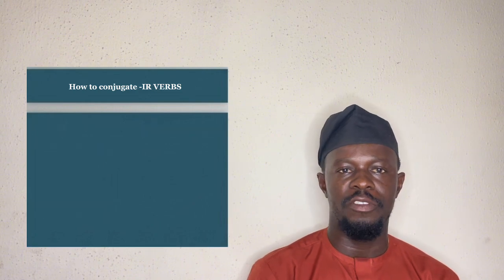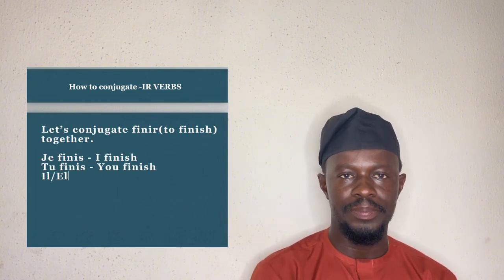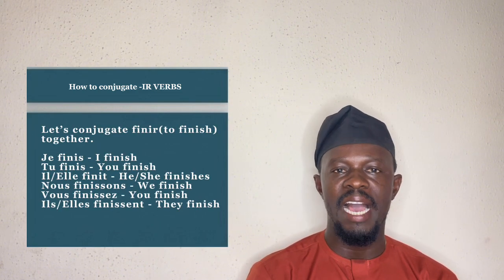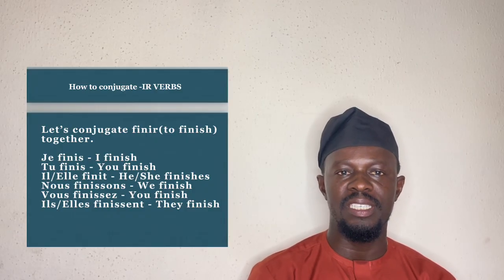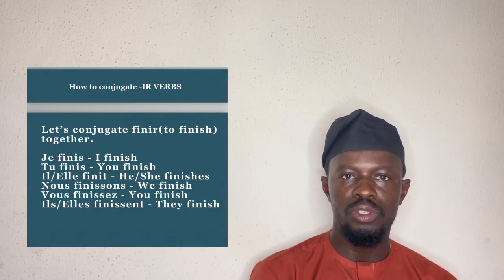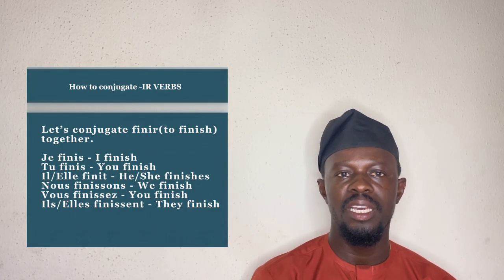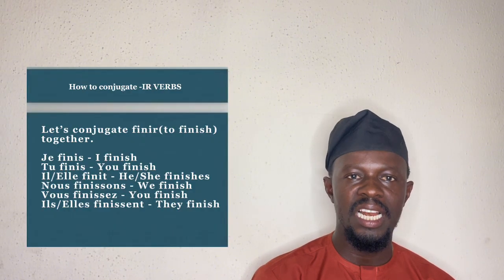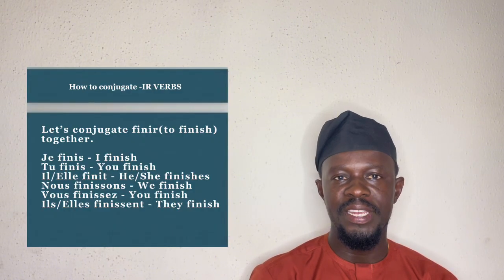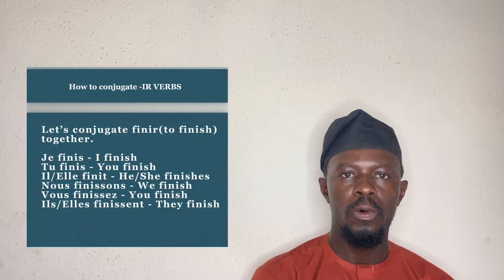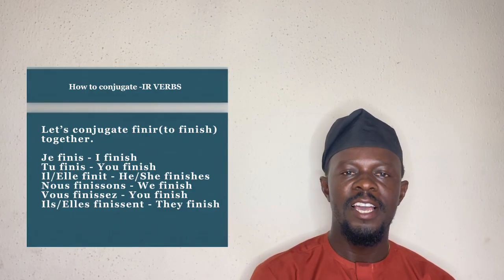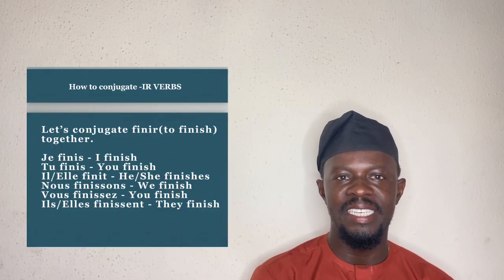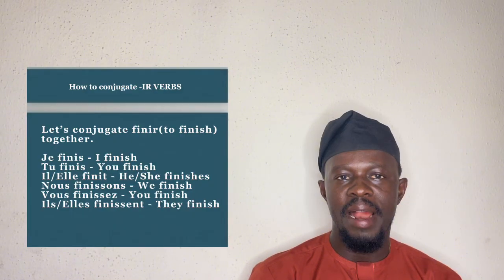Now, let's conjugate the verb finir together. First, we take off the IR, and what we have is fin, which is our stem. So it gives us je finis, tu finis, il finit, elle finit, nous finissons, vous finissez, ils finissent, elles finissent.